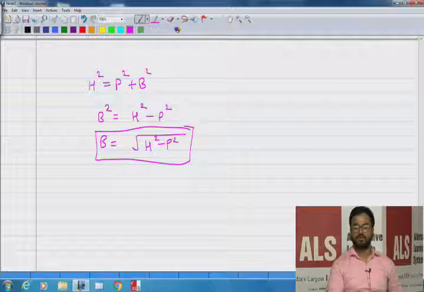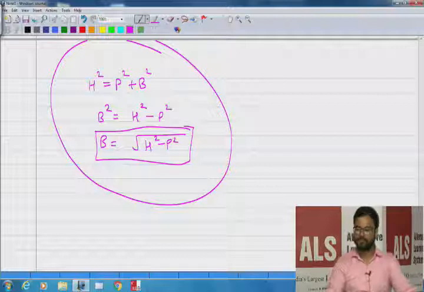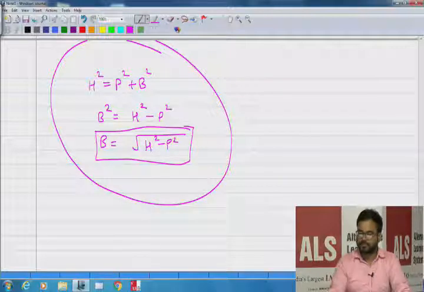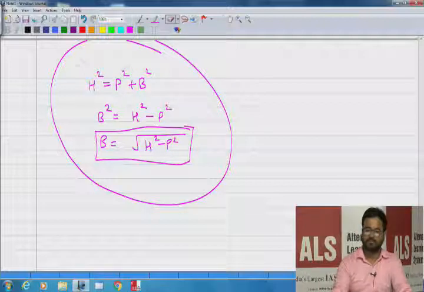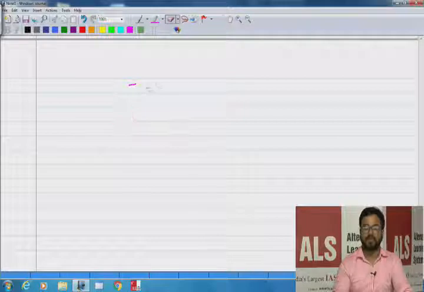Is this clear? The Pythagoras theorem? h square is equal to p square plus b square. b square is equal to h square minus p square. Okay. Now the rest of the angles left are 0 degree and 90 degree.